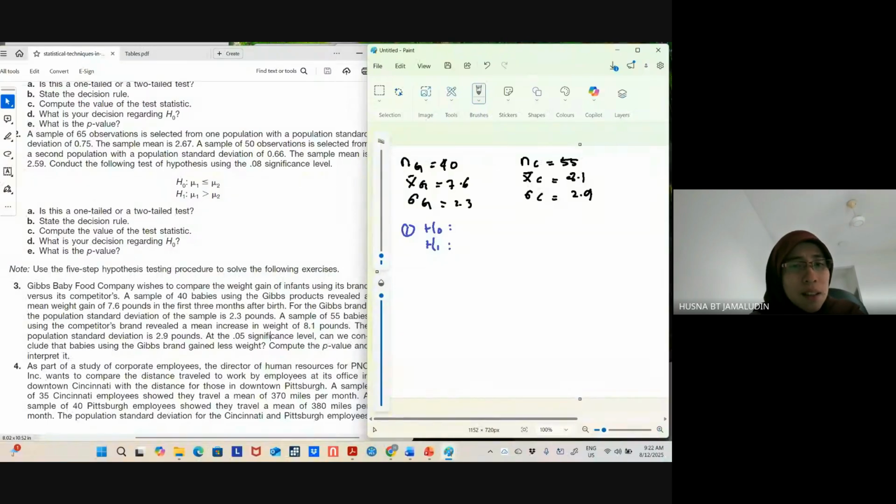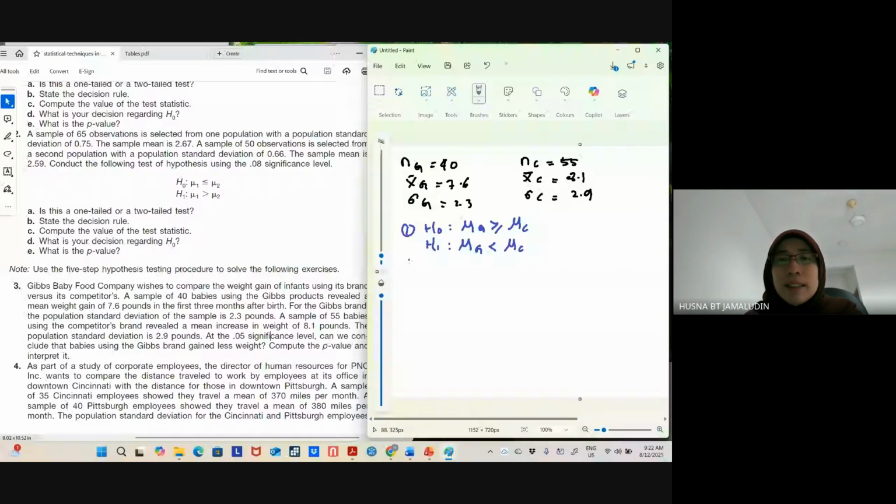Okay, where is it just now? Can we conclude that babies using Gibbs brand gain less weight? So you are looking at mu for Gibbs less than mu for competitor. This is how you set up. So less will tell you one tail. So just rewrite the null hypothesis. Instead of less, you put the opposite and the equal sign, mu for Gibbs on one side and mu for competitor on the other.